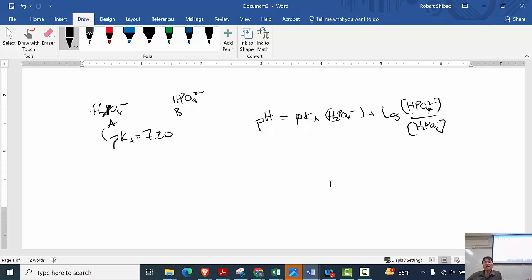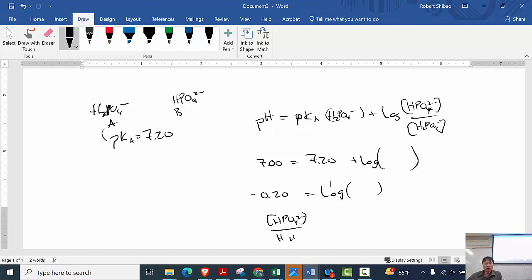So the desired pH is, we want a pH of 7.00, so we're going to have to adjust the ratio because our pKa is a little bit too high, and so we'll get this log of the ratio. And then we're going to get minus 0.20 if I subtract 7.20 from both sides, is equal to the log of this ratio. And then the ratio of base HPO4 2 minus to acid H2PO4 minus is equal to 10 to the minus 0.20.